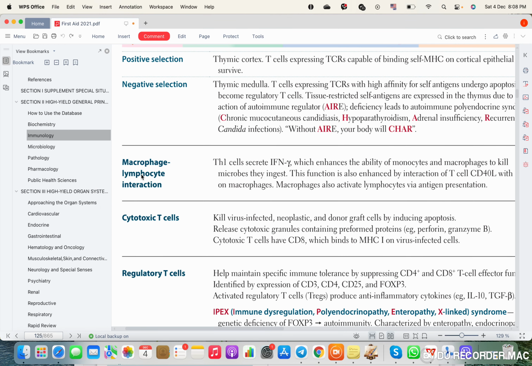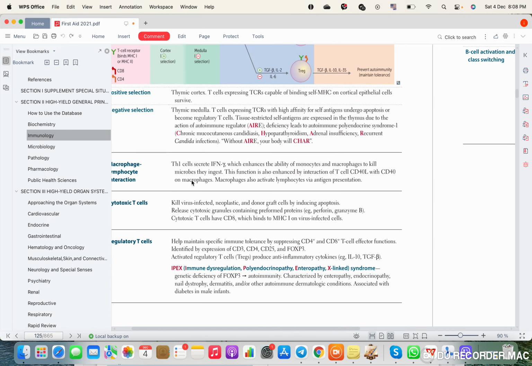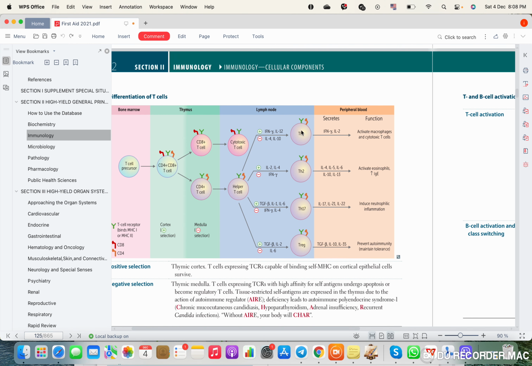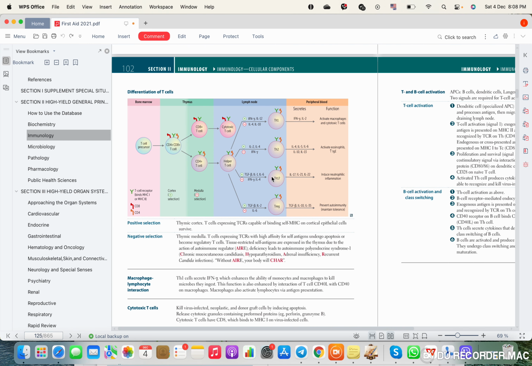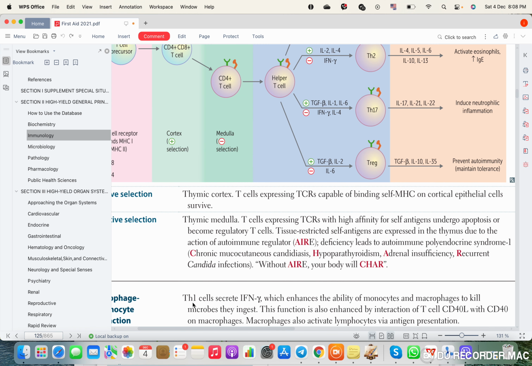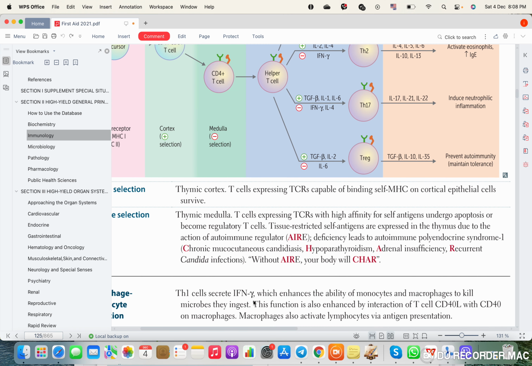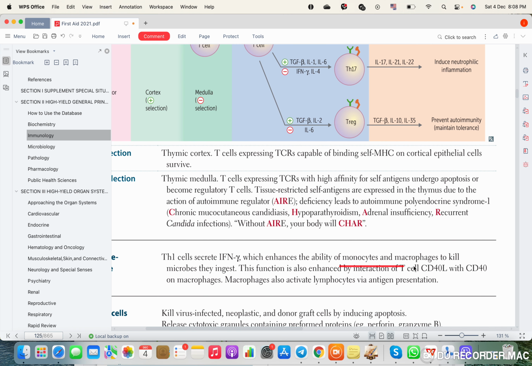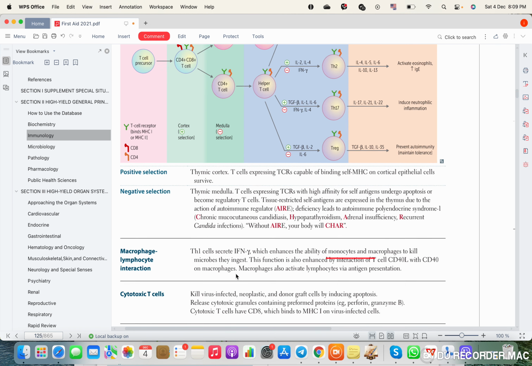So the next thing to speak about is macrophage lymphocyte interaction. So we have the T helper 1 cells, these guys. This page is basically like the page in kidney, if you remember. There was that page which was really difficult, but we kept going back to it. The same thing is here. So the T helper 1 cells secrete interferon gamma, which enhances the ability of monocytes and macrophages to kill microbes they ingest.